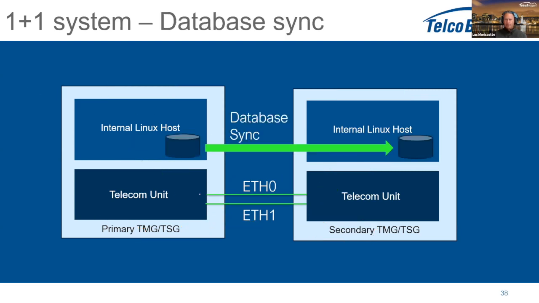And of course, there will be database synchronization. So we saw the database on one system here, but on a 1+1 system there are always two databases. They are in sync, so the data will be pushed this way or this way, depending on who is the master, who has the master database at that moment.